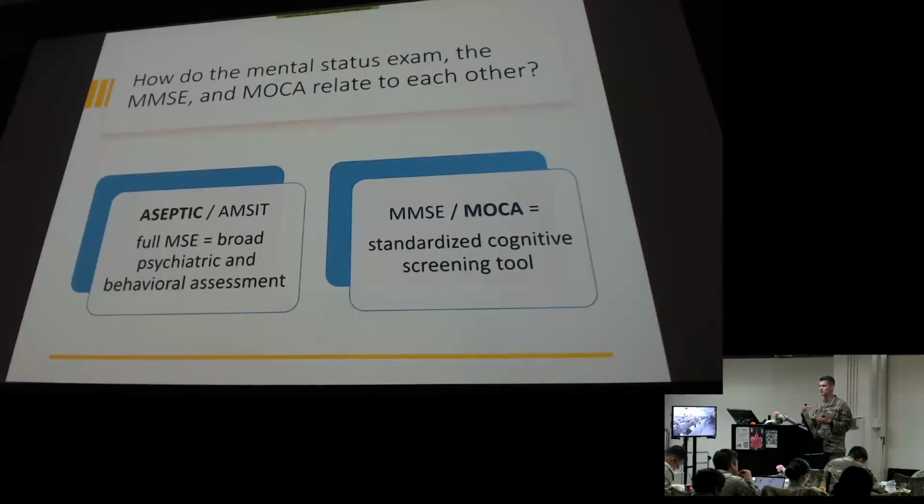But just say, hey, do a mental status exam on this guy. All right, that means do the full thing. Or, hey, just do a MOCA on this guy. That's my screening tool. I start off with my screening tool. If it shows abnormal, I'm probably doing the full mental status exam.